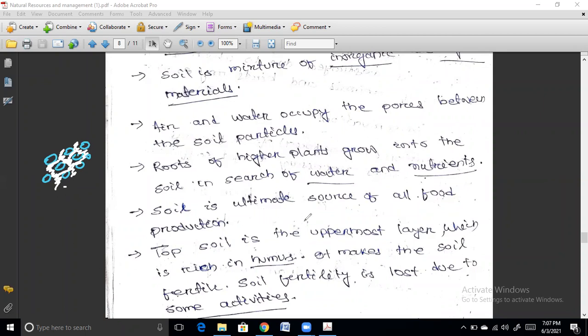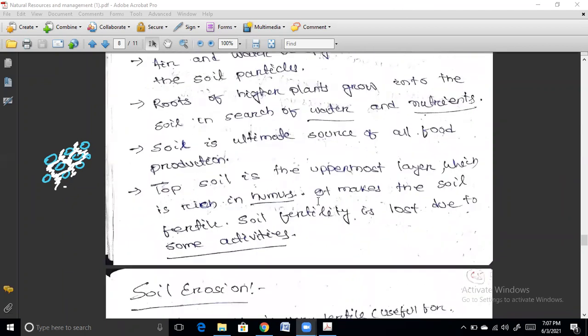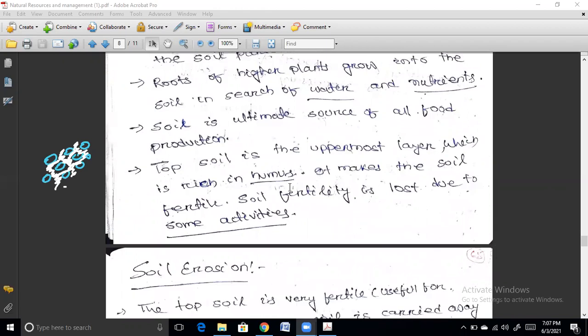And soil is the ultimate source of all food production. For all food production, soil is the main source, the ultimate source, and there is no option other than that. So that is called the ultimate source for all food production.